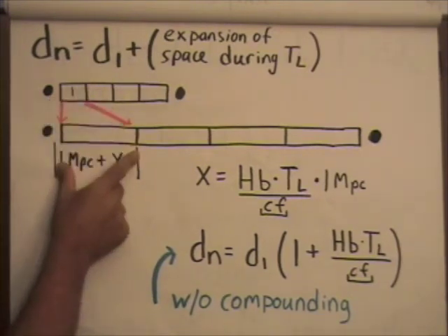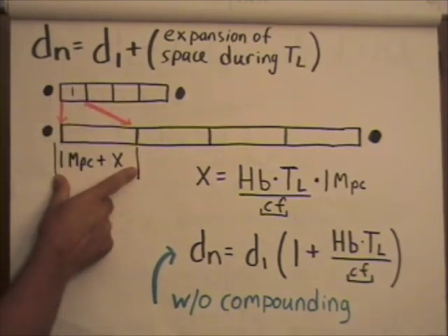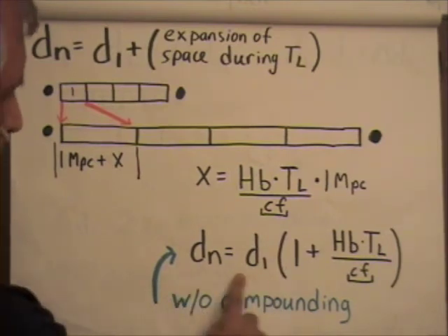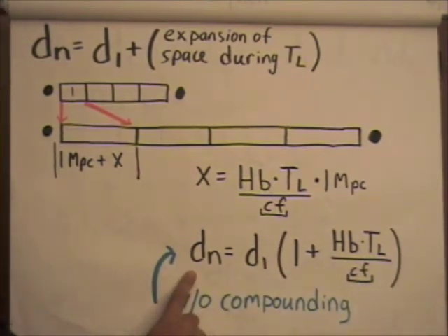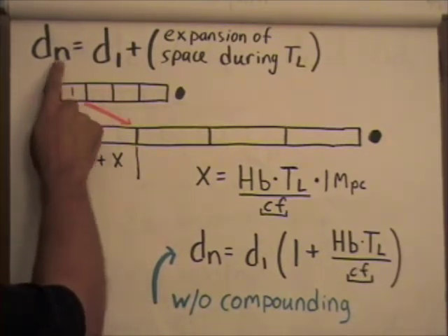That's the compounding feature that was described in one of the first segments called the meaning of H, or the meaning of the Hubble constant. So instead of a simple formula like this, we need a compounding formula to give a more accurate formula for dn.